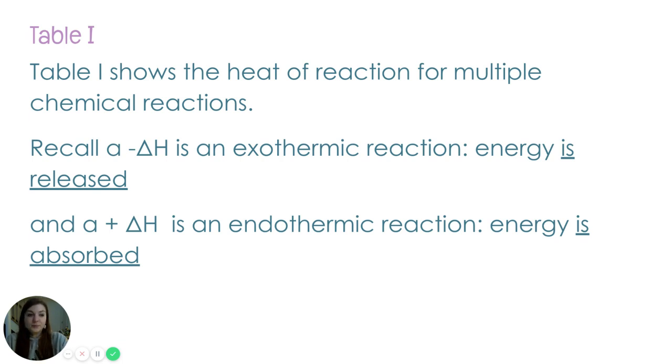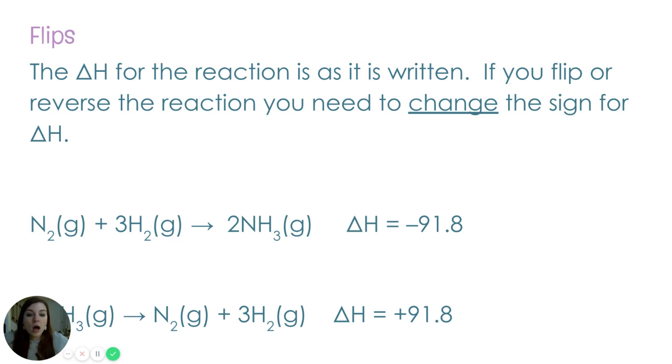So Table I shows heat of reactions for multiple chemical reactions, and you should remember, I just told you, that a negative delta H is an exothermic reaction, and that is when energy is released or when energy is exiting. Remember, exo, exiting. And a positive delta H would be an endothermic reaction where energy is being absorbed or it is entering. Now, Table I is a New York State reference table.